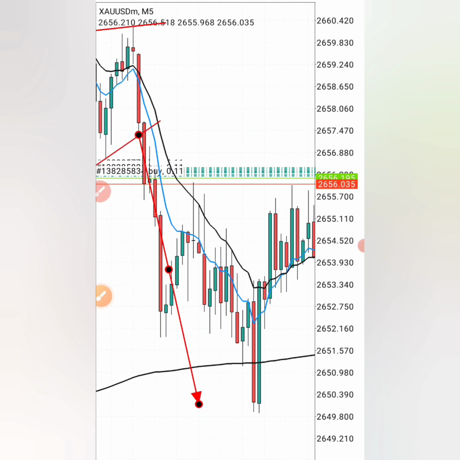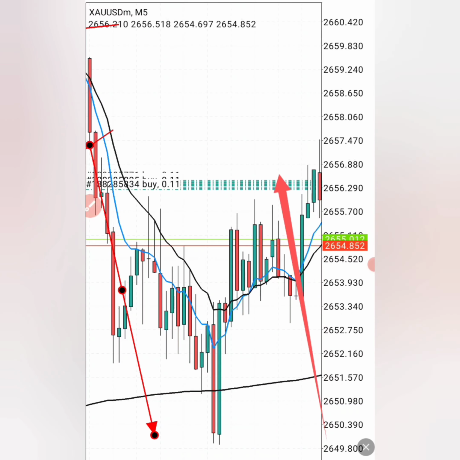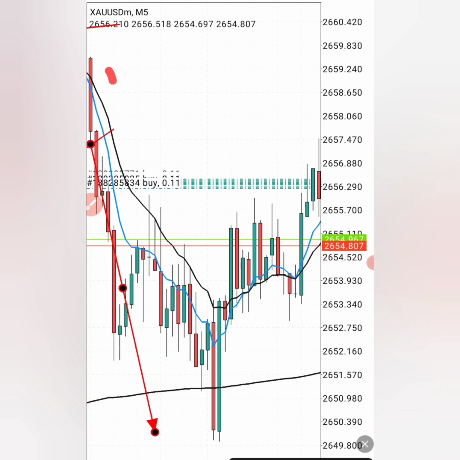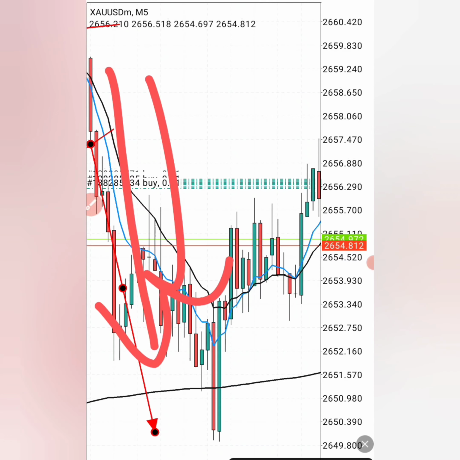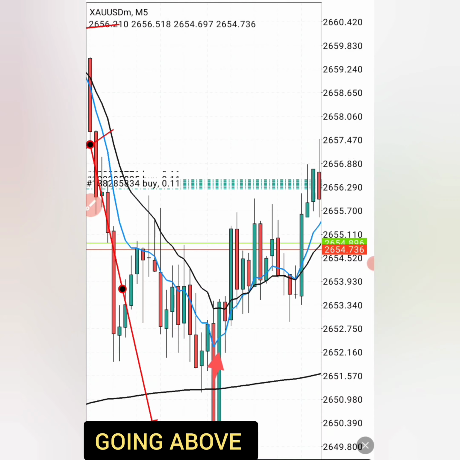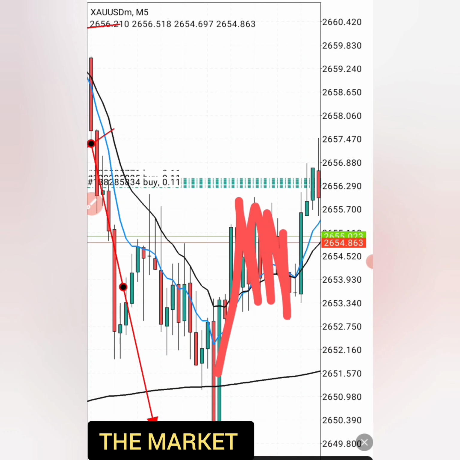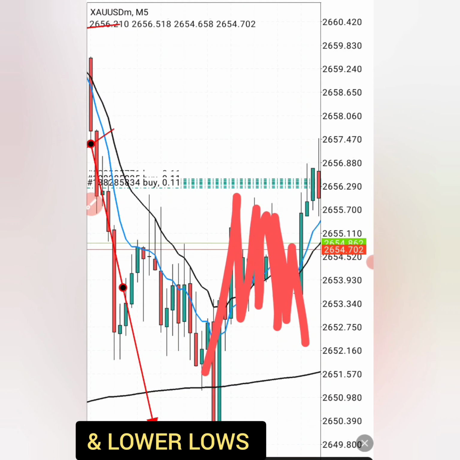Right now, when the market starts to go up, this is where it takes us to the trade that I showed you earlier. Right now, you're just reversing the rules that you used when the market was going down, which means the first thing that you want to see is the blue moving average going above the black moving average, just like it did right here. Then also, you want to start to see the market retracing, forming lower highs and lower lows.